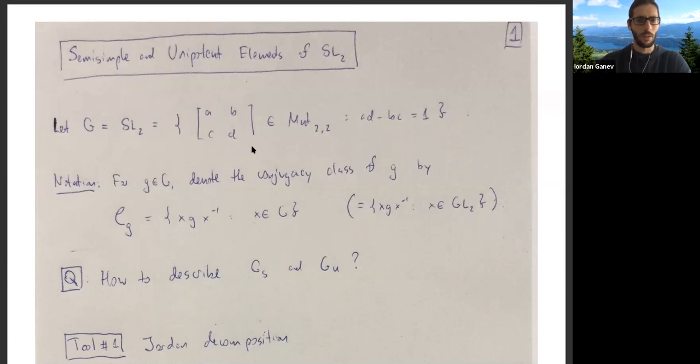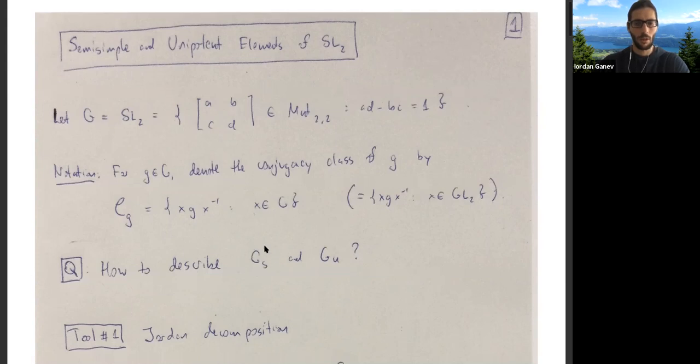Okay, so SL2, as we all know, is 2 by 2 matrices with determinant equal to 1. I'll use this notation: curly C sub g will be the conjugacy class of an element g, here in SL2. Note that we can conjugate by elements in SO2 or GO2 and get the same conjugacy class. So how do we describe the semisimple and unipotent loci?